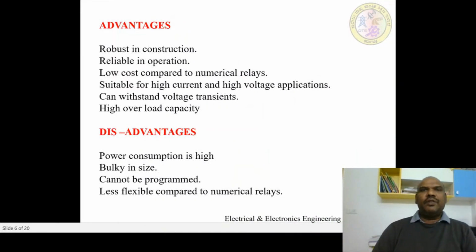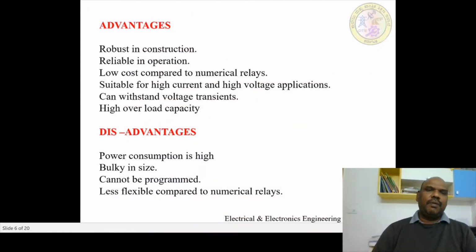So the advantages of these relays are, they are robust in construction, and the operation is very reliable. They cost less as compared to the numerical relays. They are suitable for high current and high voltage applications. They can withstand voltage transients, and they have high overload capacity. So in the event of any high voltage or high current, these coils can withstand that overload capacity.